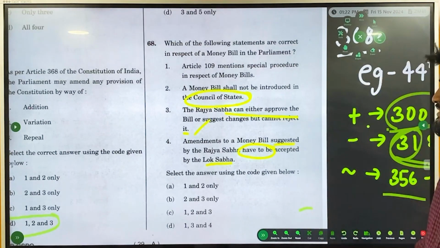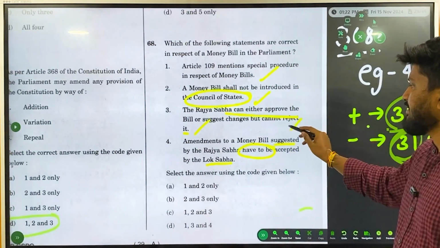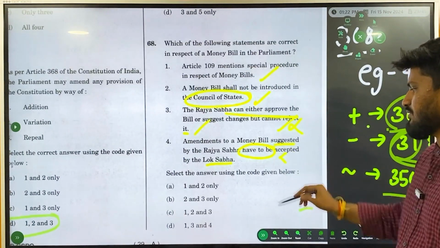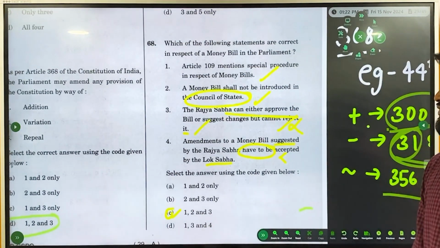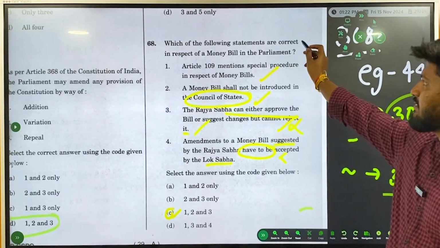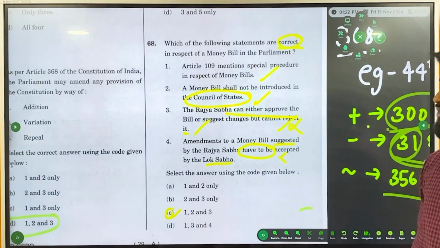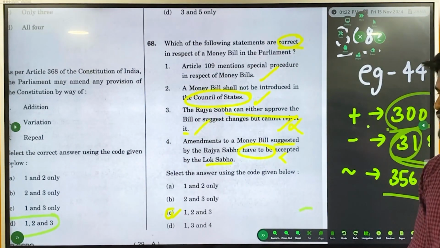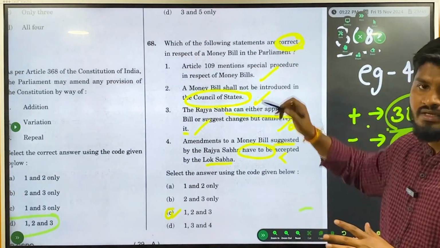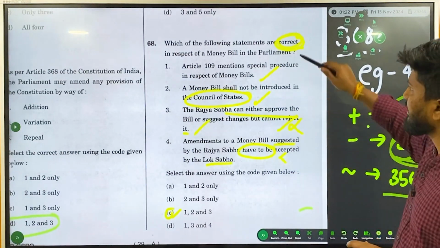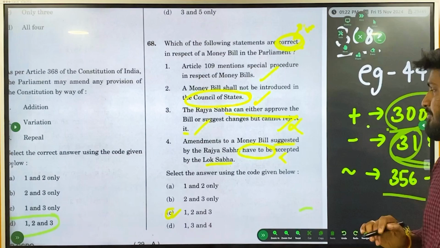So now the answer: 1 is correct, 2 is correct, 3 is correct, 4 is wrong. So the answer will be option C, 1 2 3 only. They are asking for the correct statements. You have to make sure you read the statement properly. Many students, even after knowing the correct answers, make mistakes because they have not read it properly. They read correct as incorrect or incorrect as correct. So don't make mistakes here.